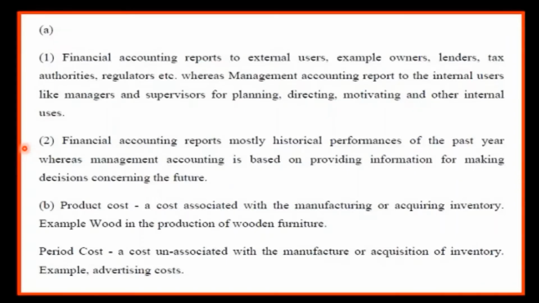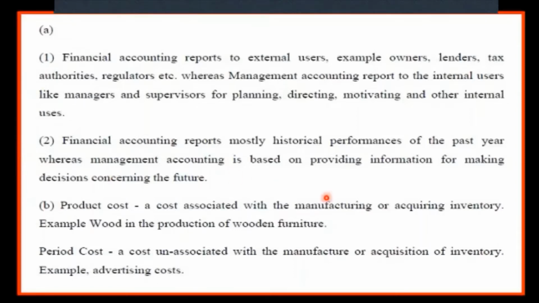B, product costs are costs associated with the manufacturing or acquiring of inventory. Example, wood in the production of wooden furniture. Okay, so your costs that are associated with acquiring or manufacturing, right? Acquiring would be purchases if you're a retailer, that would be a product cost. If you're a manufacturer, you would have things like raw materials and your entire manufacturing account. The cost from there is product cost.